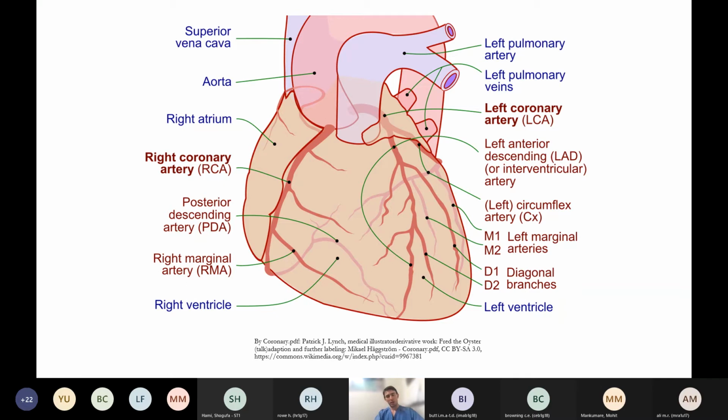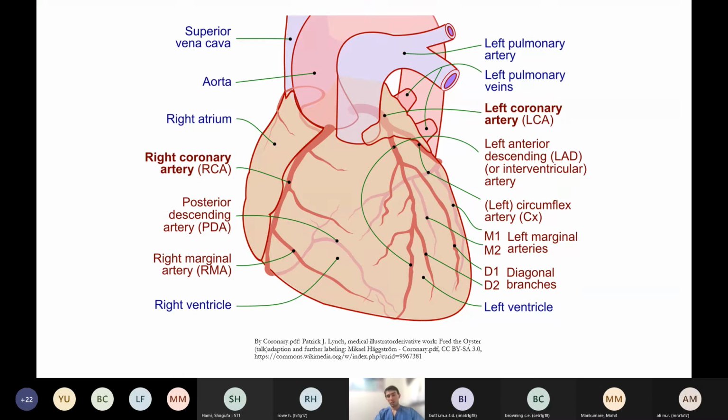Things to know: there's a left coronary artery and a right coronary artery. The left coronary artery divides into two, what we call the LAD, the left anterior descending, and the circumflex. The LAD has branches that come off it, and they are called the diagonal branches. It also has some septal perforators. The LAD covers the anterior part of the left ventricle.